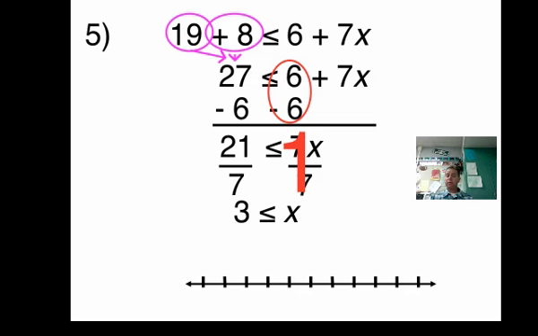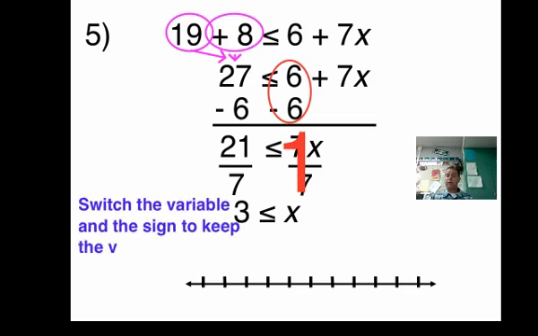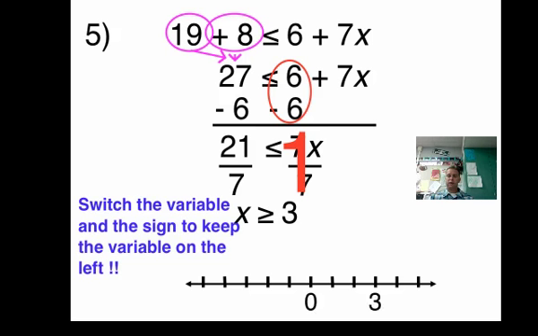Did we multiply or divide by a negative? Nope. But we don't like our variable in back, so we're going to switch it around. And it's going to become x is greater than or equal to 3. So that'll be a solid circle at 3. We're looking for numbers that are bigger than 3, so that means we're going to go to the right.